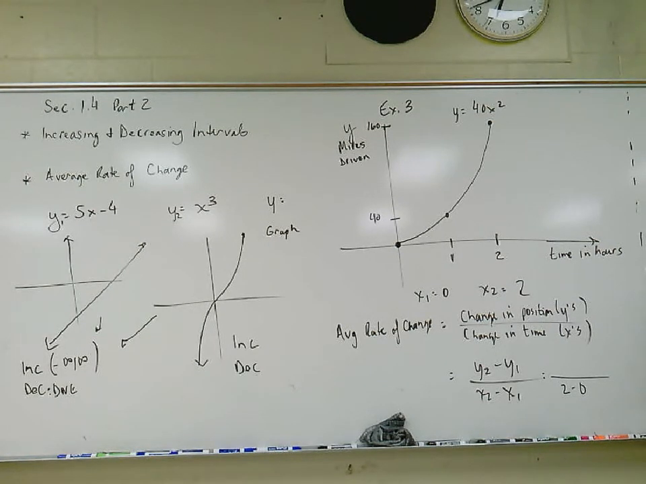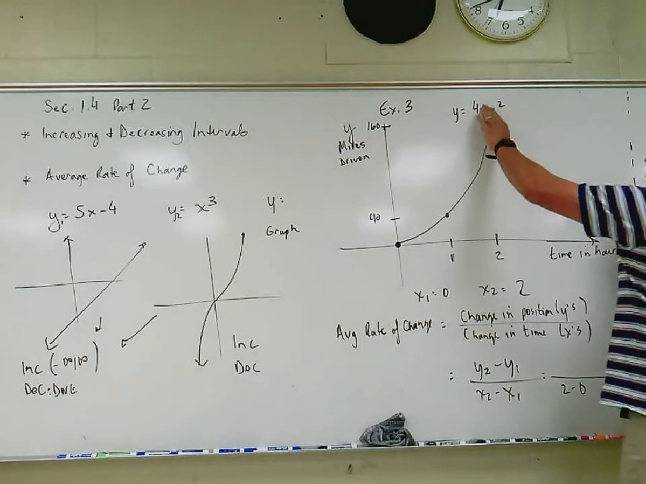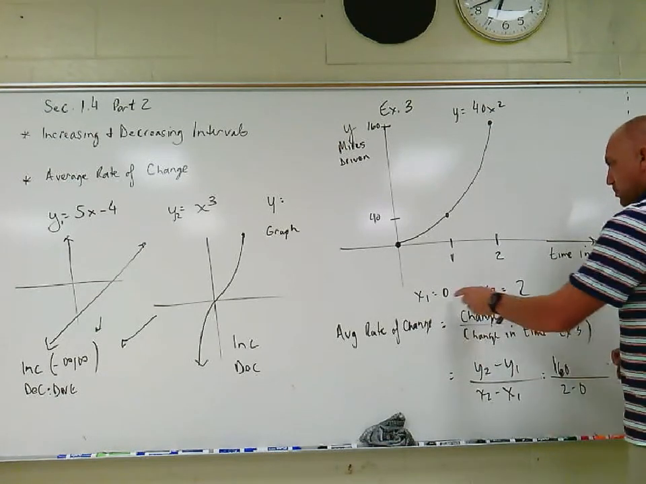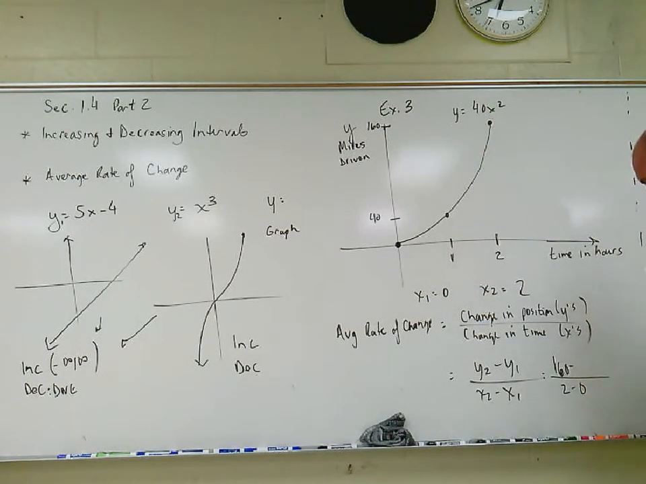All right, so what do you get when you plug in a 2 for x? What's 4 times 4? 160. Yeah, just don't let the 40 bother you. You plug in a 2, you get 4. 4 times 40 is 160. All right, what happens when you plug in a 0? You get 0. Okay, so we get 160 over 2, which is what? 80 miles per hour. So the average speed of this vehicle is 80 miles per hour.